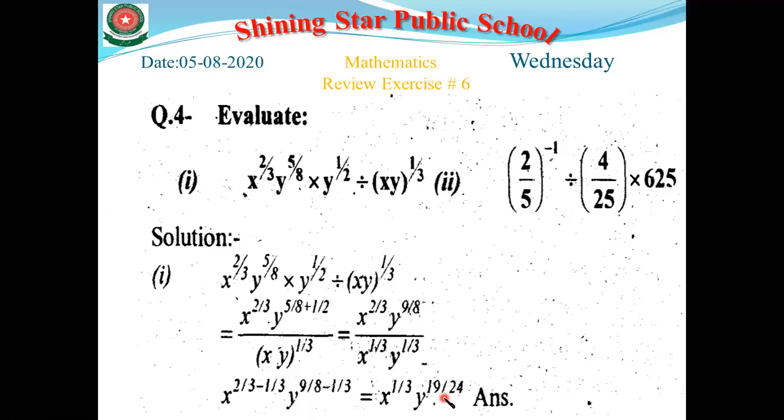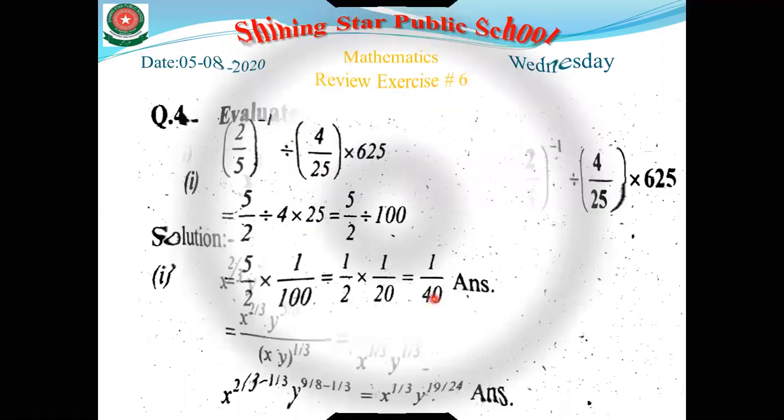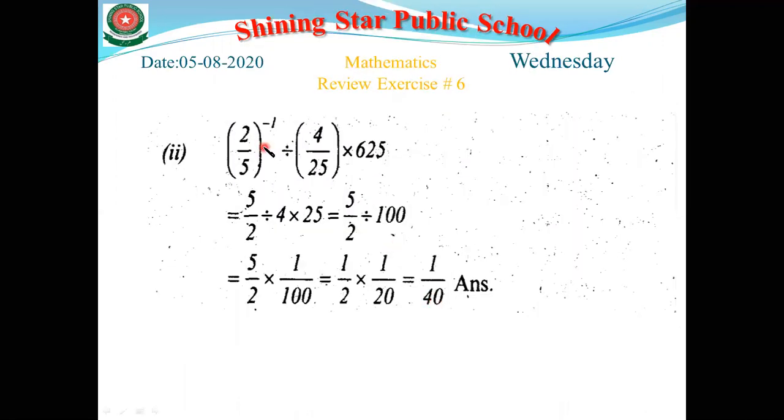19 over 24 when we take the LCM. Okay, let's start with part number 2. 2 over 5 power minus 1. So very simple, we change this minus 1. For changing the minus 1, take the reciprocal of these numbers 5 and 2. Denominator number becomes numerator and numerator becomes denominator.